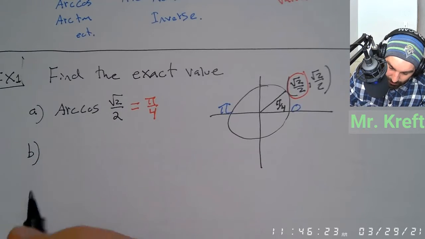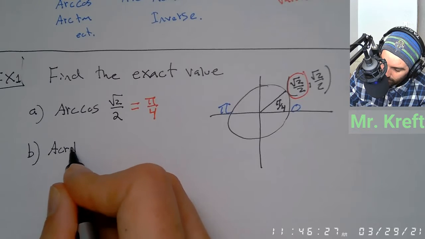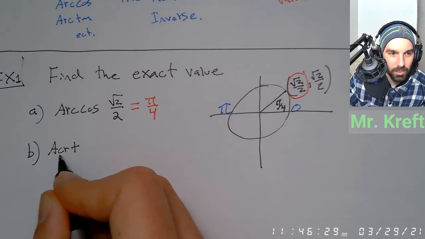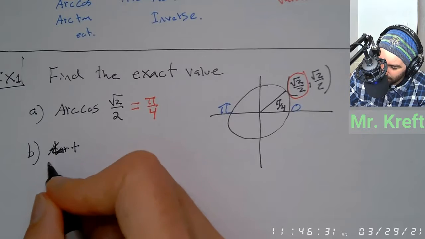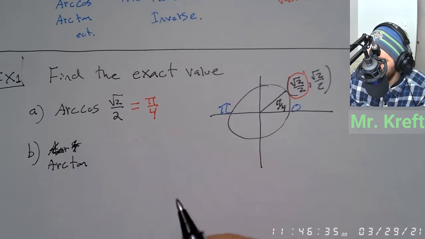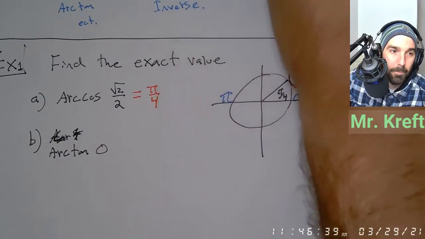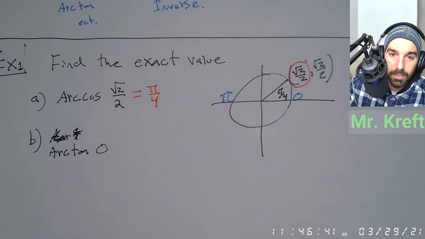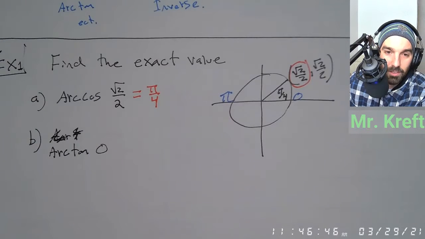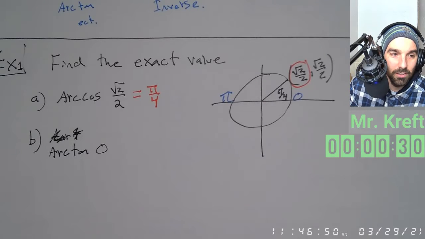Let's say I try arctan of 0. I'm going to have you try that out. Give it a second. I'm not going to give you a lot of time because we have a lot to go over. Just take a second. Arctan of 0. Let's figure out if you can do that with the unit circle.